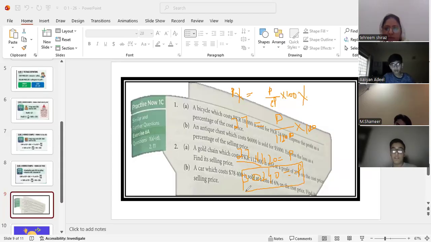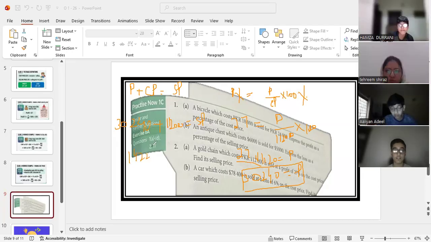Once we have done with the profit, we need to calculate the sales price, and we knew that when we add cost price and profit, we will have the sales price. Is this clear? So the profit is 30240 plus the cost price, which is 1,12,000, that is equal to sales price. And the answer is 142240, that is sales price.